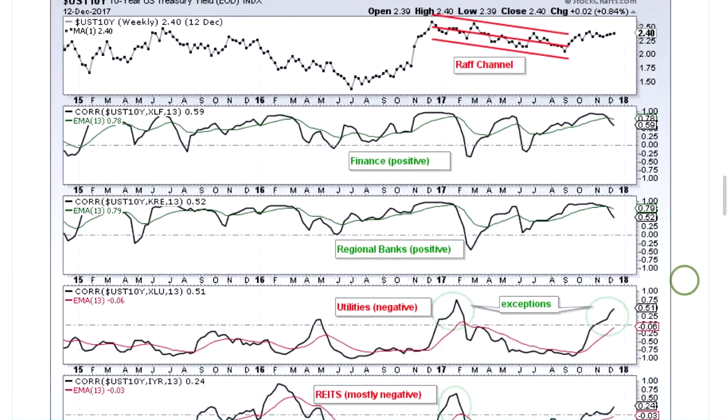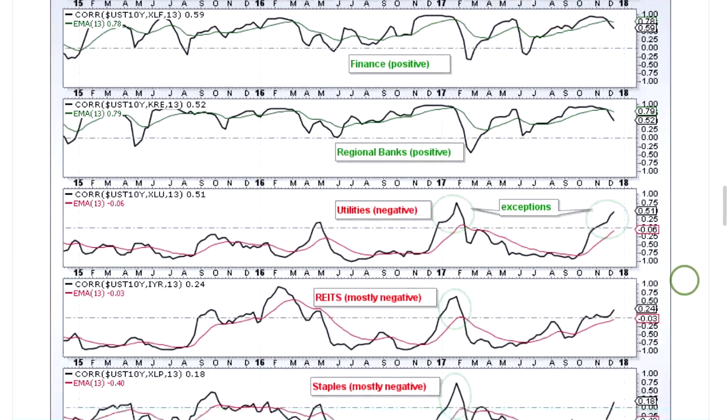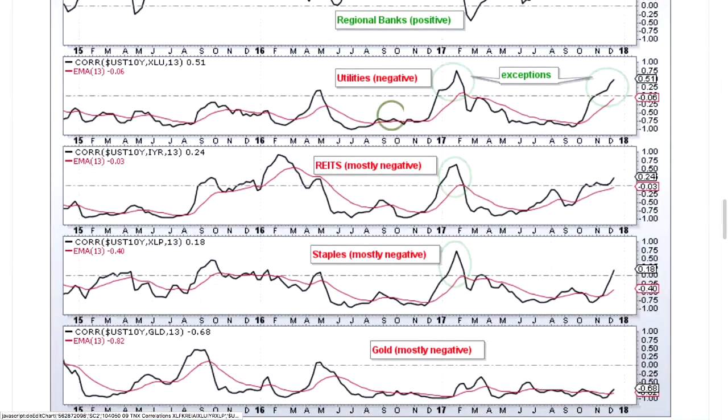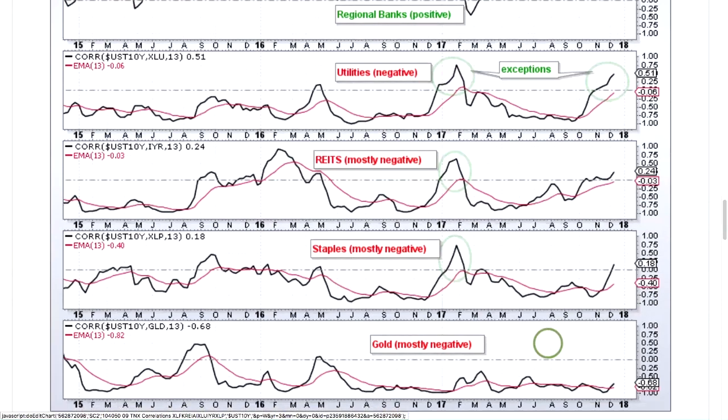All right. Now we're going to branch out to some other groups and look at utilities, REITs, and staples. And look at utilities, mostly negatively affected. So if treasury yields move higher, then you would expect utilities to move lower. If treasury yields move higher, you'd also expect REITs to move lower because they're negatively correlated. And you get these weird periods where you get some brief positive correlation. It's not a perfect indicator. There's no such thing. Staples as well, mostly negatively correlated. And gold, again, mostly negatively correlated.